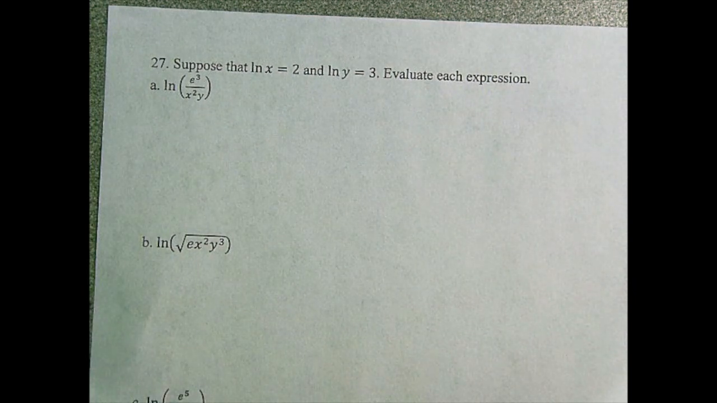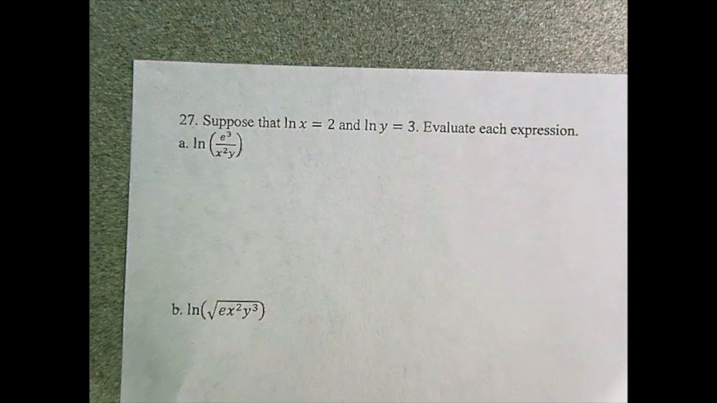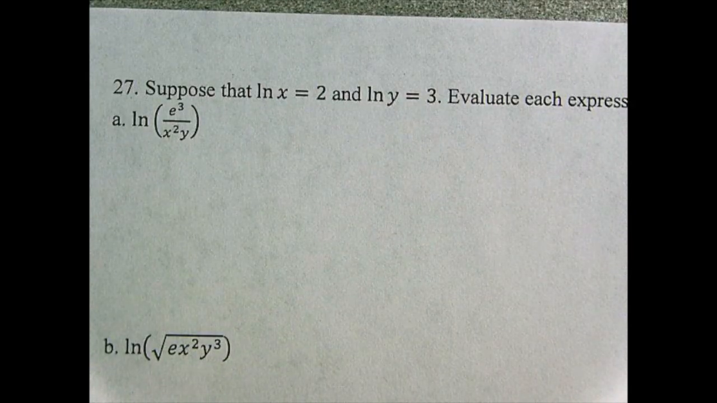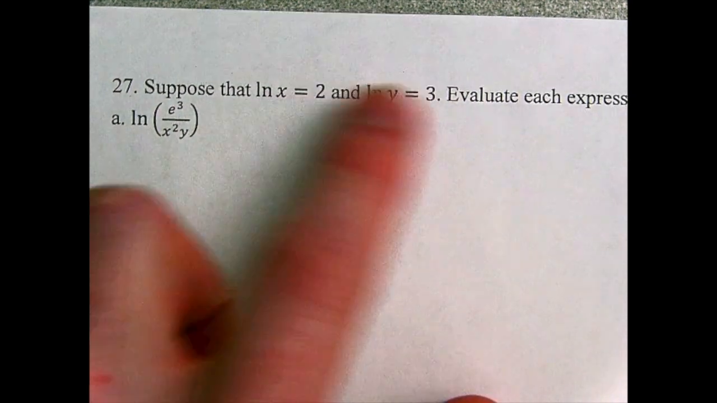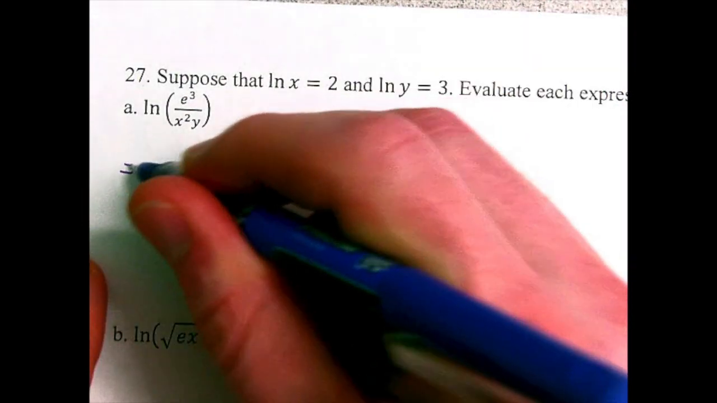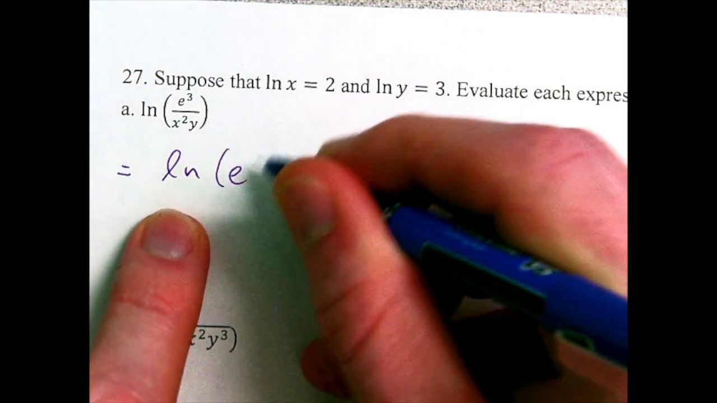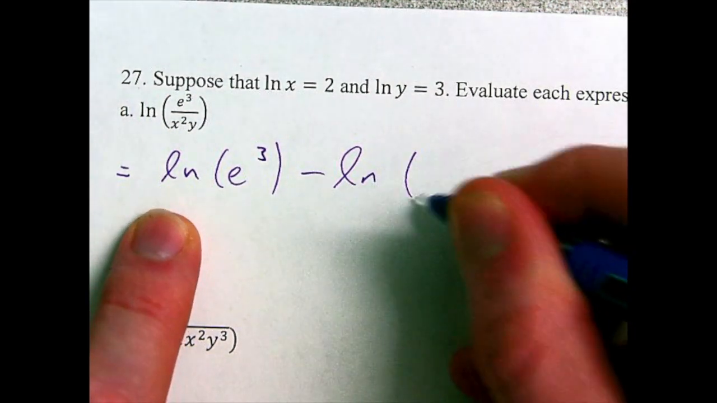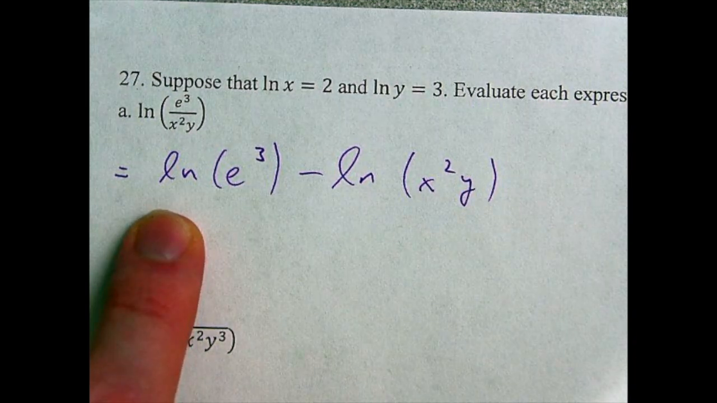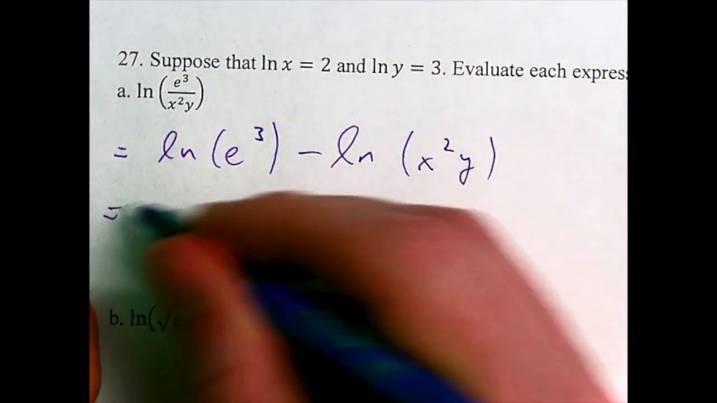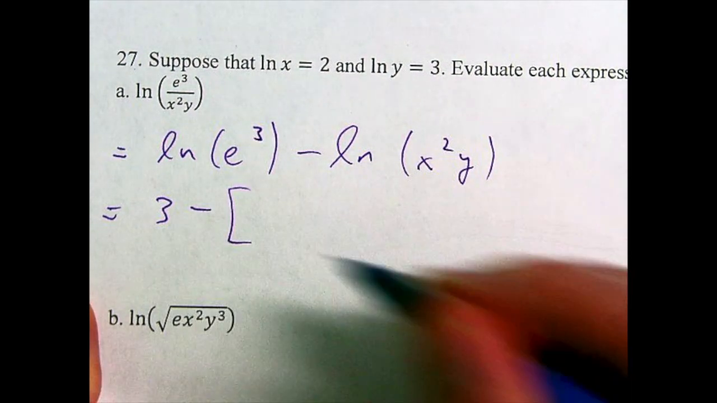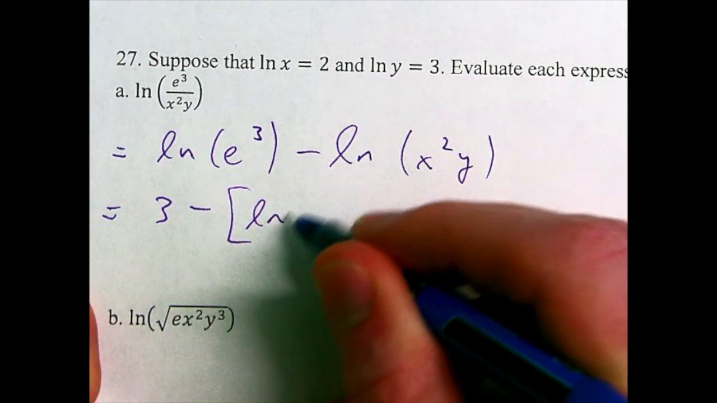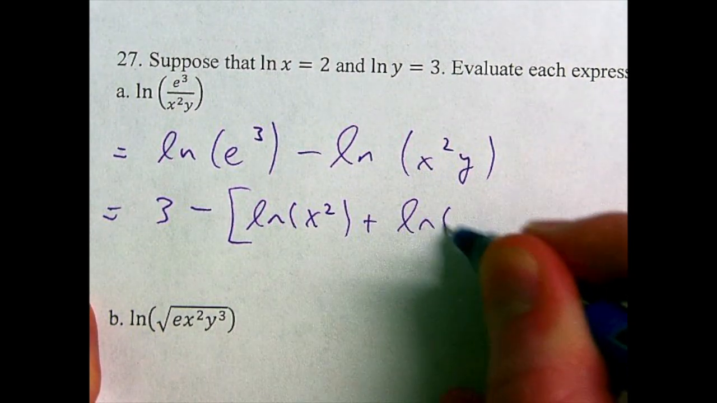All right, so suppose that ln of x is equal to 2 and ln of y is equal to 3. Evaluate each expression. So the idea here is to split this up in terms of ln x and ln y. So this is going to give me ln of e to the third minus ln of x squared y, right? That's using the second rule of logs. Natural log of e to the third is just 3 minus, and then here I can rewrite this as a product. This is natural log of x squared plus natural log of y.